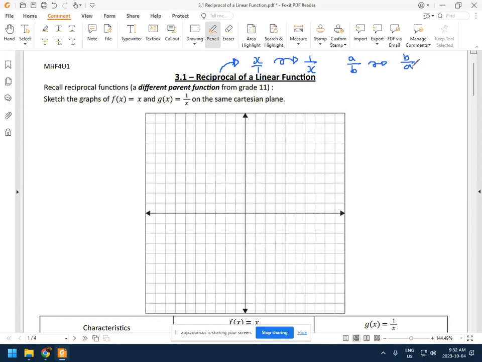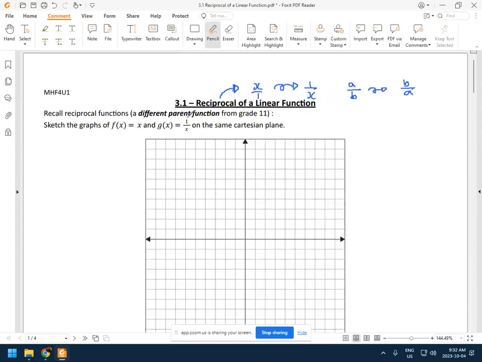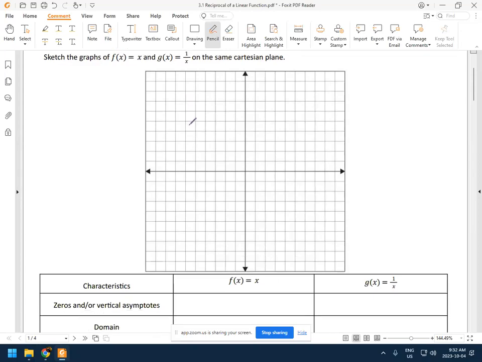And how does that change things? And what's the relationship with the original? Well, that's what I'm going to investigate. Okay, sketch the graphs of f of x and 1 over x on the same Cartesian plane. If you have a ruler, great. If you don't, try to do your best.